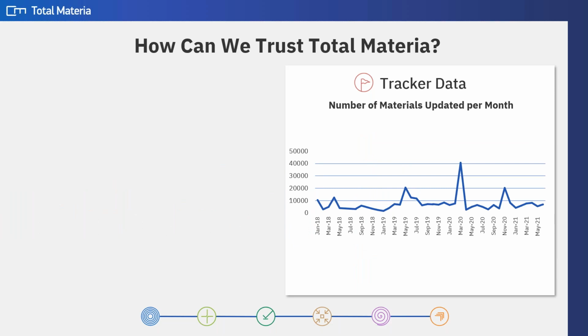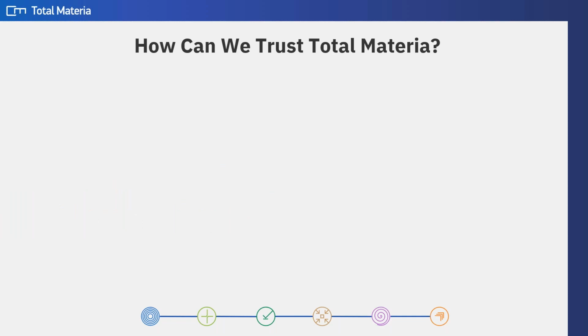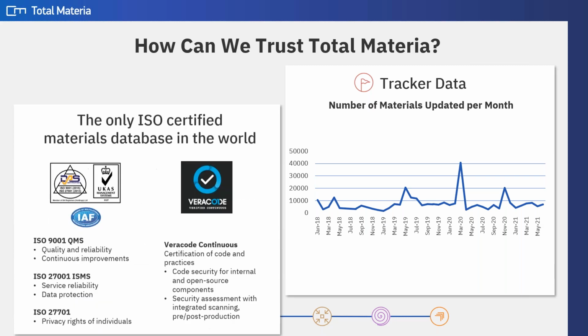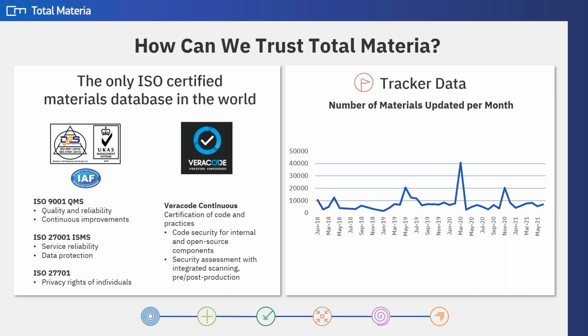And of course, you might think, how can we trust Total Materia with all the different information that we're adding in? Firstly, we update the database on a monthly basis. So we update thousands of different materials per month because we do different tracking through producer data sheets, as well as different standards and different textbooks that come out with new volumes. And also, we're the only ISO certified materials database in the world, 9001 for quality, of course, and the others for service reliability, so you could always have access to Total Materia, data protection, and privacy rights of individuals, so privacy rights to our customers. And we're also Veracode Continuous certified.